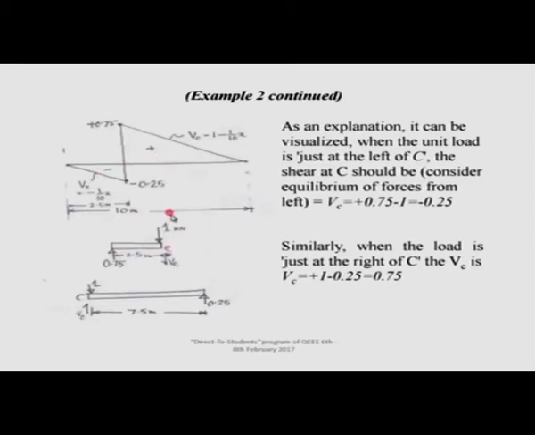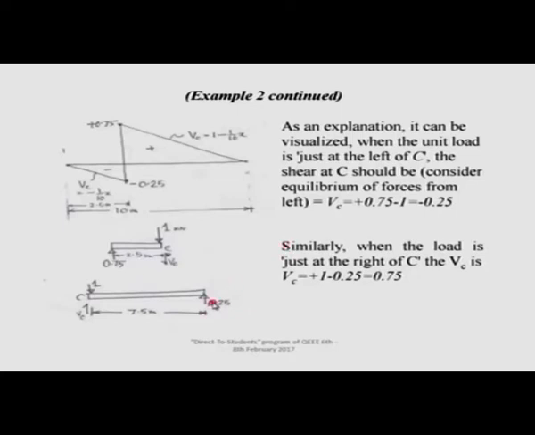Let us say that I am just finding the shear force at C. You know that for the shear force at C, you find the shear force towards its left and towards its right. So, if the force of 1 kilonewton is just at the left of C, how do you look at it? You have a reaction of 0.75 due to this 1 kilonewton load, and you have a 0.25 reaction onto the right.